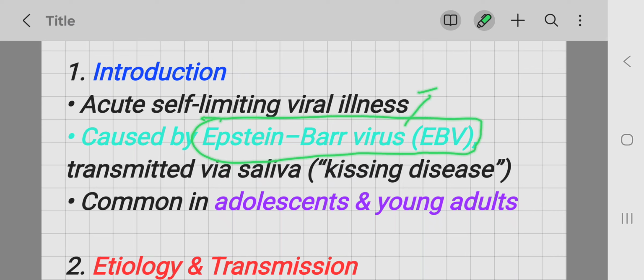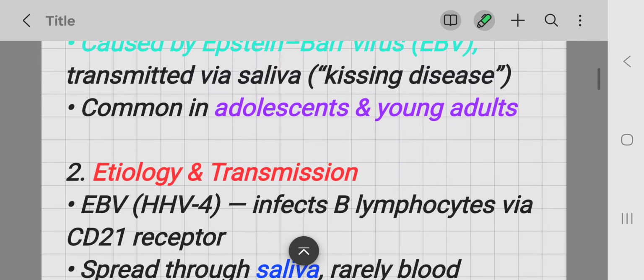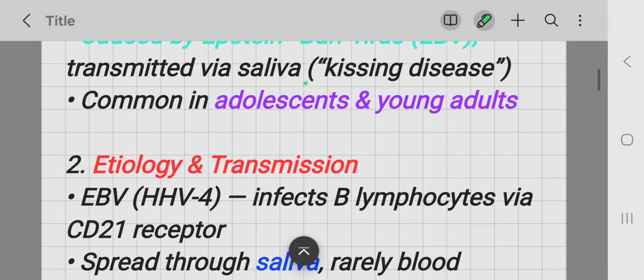EBV is a cause of infectious mononucleosis, also Burkitt's lymphoma. So it is caused by Epstein-Barr virus. It is transmitted via saliva, so it is also known as kissing disease. It is common in adolescents and young adults.